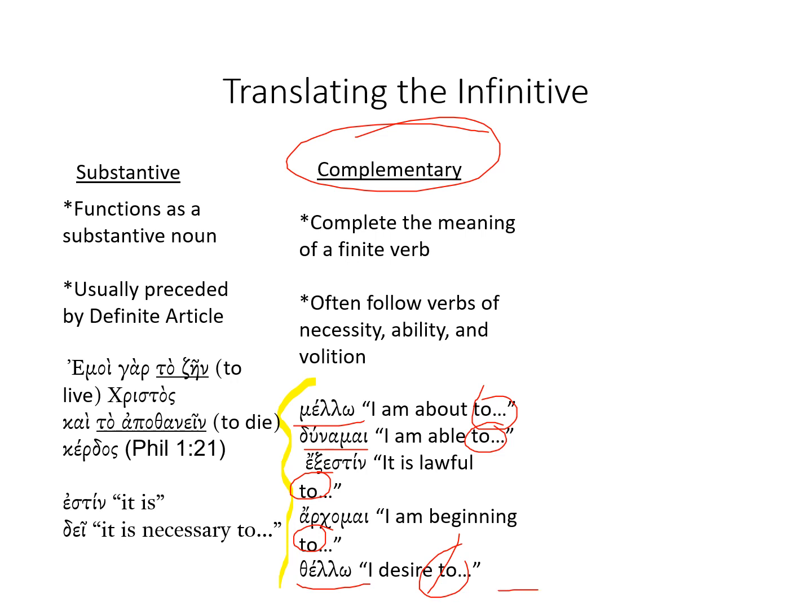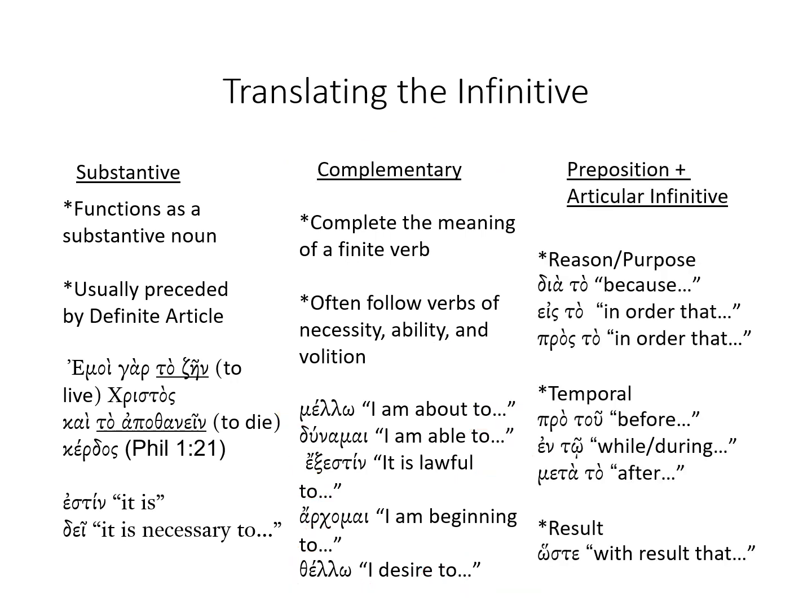I am beginning, I'm beginning to what? It is lawful to what? And so forth. So the complementary value of an infinitive is according to specific verbs that are of necessity or ability or volition. I am able, I would wish to, I would want to. And then the infinitive completes or complements that verb.